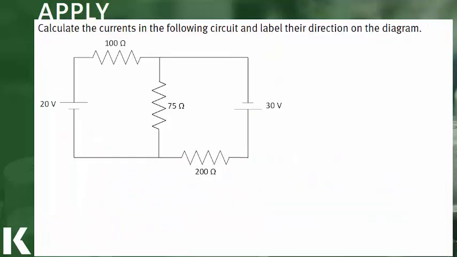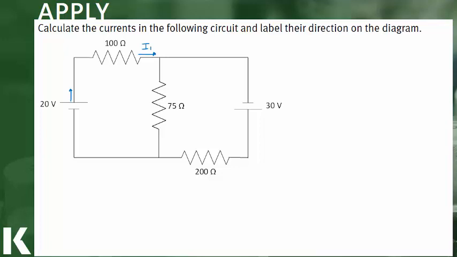So this question gives us a circuit diagram and asks us to calculate the currents and their direction for this circuit. So the first thing we need to do is to set up our currents, and we can start with this 20-volt battery. So we're going to have a current leaving this battery, which will go around through that 100-ohm resistor, and we can label this as I1.